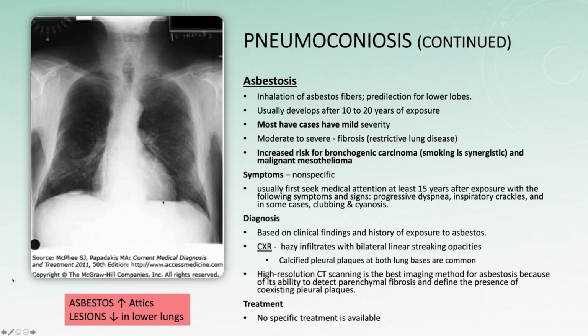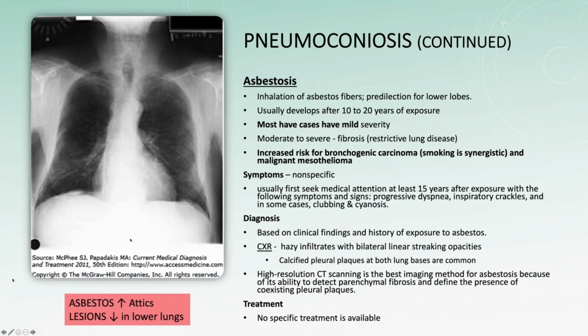Okay, and you usually get these little areas of calcified pleural plaques, and you also tend to get these little linear patterns, lines of the asbestos exposure. So they tend to be linear, streaking opacities. High resolution CT is the best because it's able to really detect where the fibrosis is, and it can also show the pleural plaques in better detail.